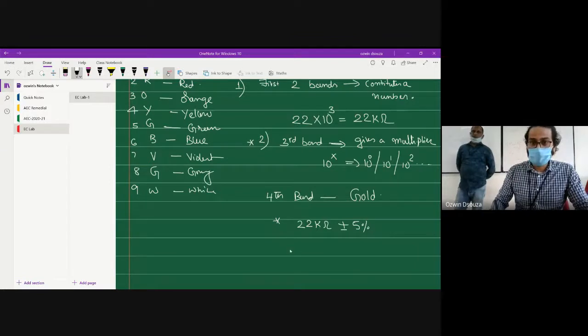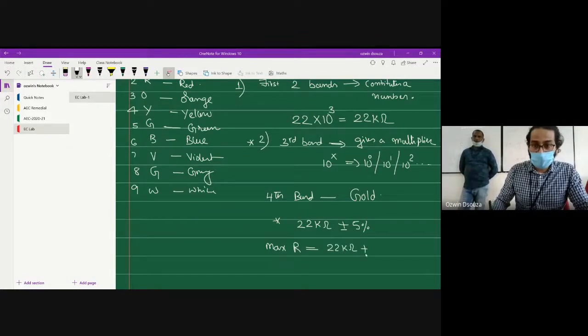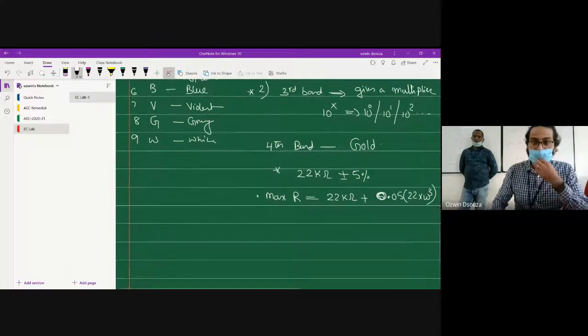In the sense, the maximum resistance could be 22 kilo ohm plus 5%. How do you write 5%? 0.05 of 22 into 10 to the power 3. That is the R maximum value.